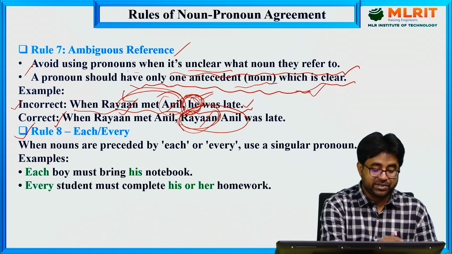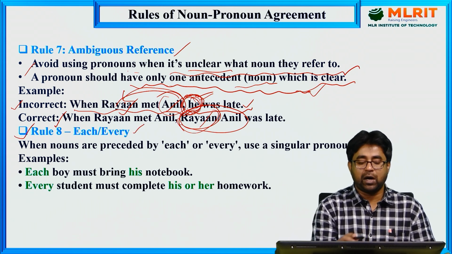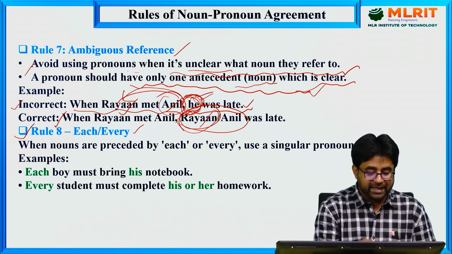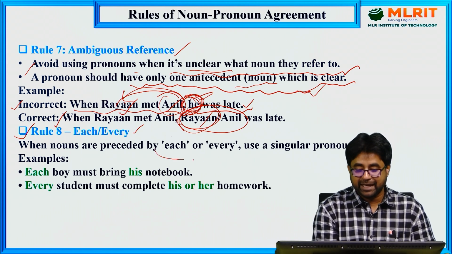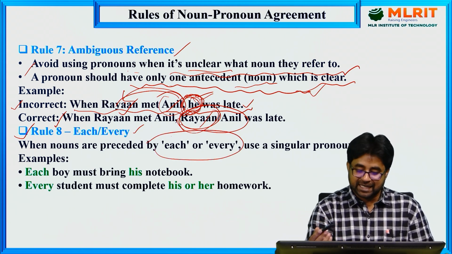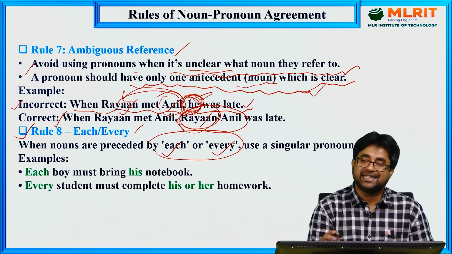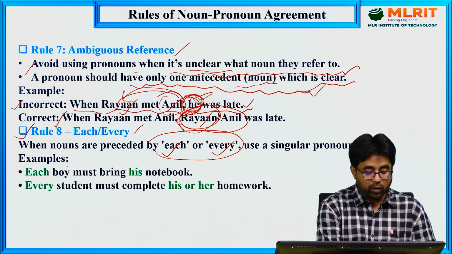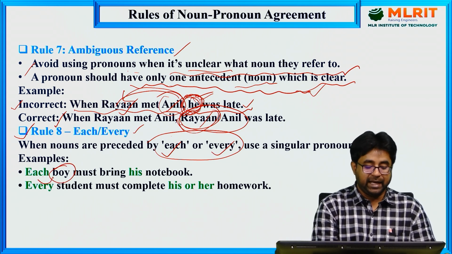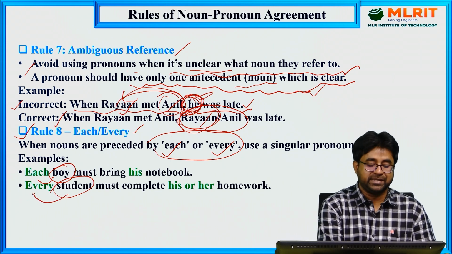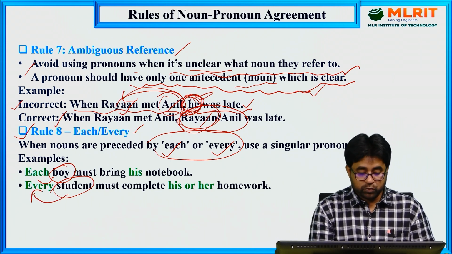Now, next rule, rule number 8, each and every. So how do we deal with each and every? When nouns are preceded by each and every. In certain sentences, you will see nouns preceded by words like each and every. You can see here, each boy, noun, it is preceded by each. Student, noun, it is preceded by every. So what should we do?